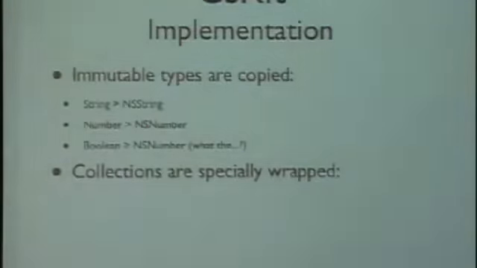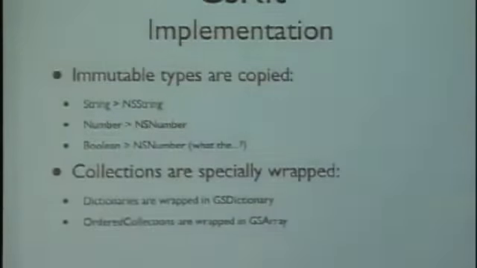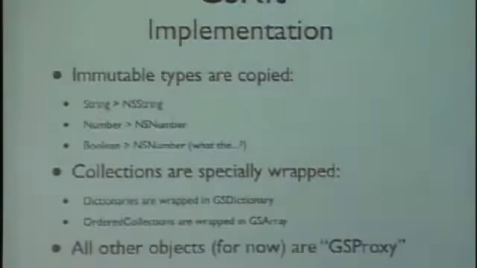Collections are wrapped specially because collections are so frequently used in UI that it's much better to have them responding to the interface of the Objective-C class. So a dictionary is wrapped in a GSDictionary. Ordered collections are wrapped in GSArray, and it goes by subclass, which could be dangerous if a subclass behaves particularly strangely. But so far it's working. All other objects for now are GSProxy. GSProxy is the magical message forwarding class. So I wanted to do a demo of how you would build an application with this library accessing data that's stored in Gemstone.